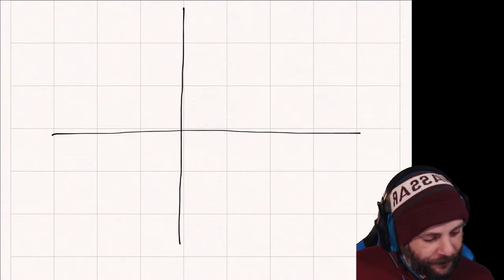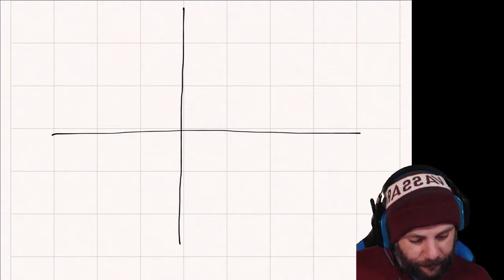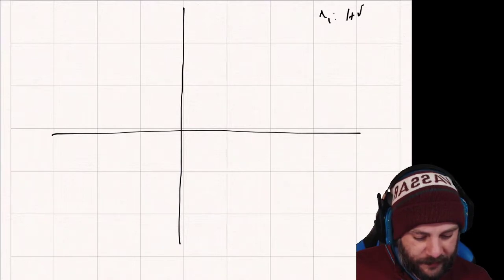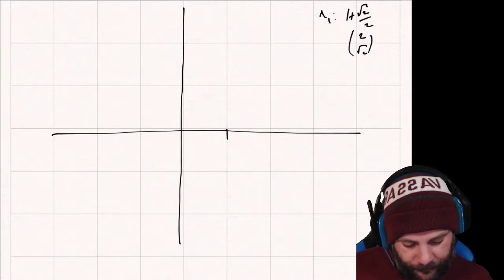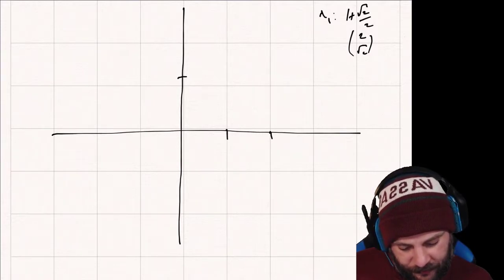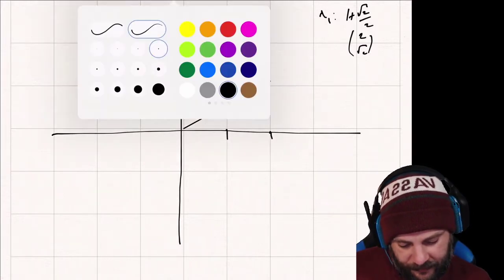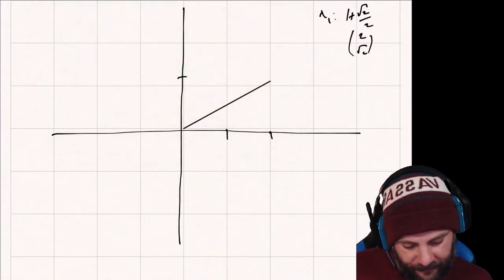Now the first one I'm going to take a look at is lambda 1. Lambda 1 information: it's 1 plus root 2 over 2 and the vector 2 root 2. I'm going to go 1, 2, and root 2 is just a bit over 1. So I'm pointing here-ish. There's my vector. Now, that is for lambda 1. Let's go ahead and color code this because that'll be fun.